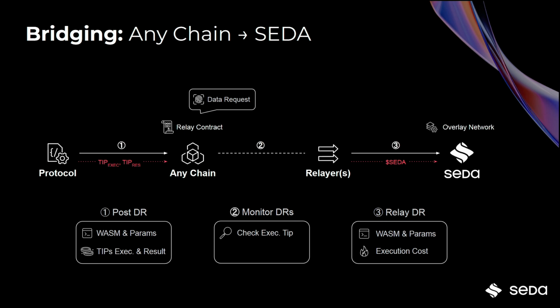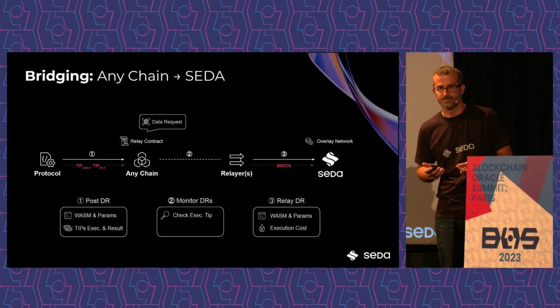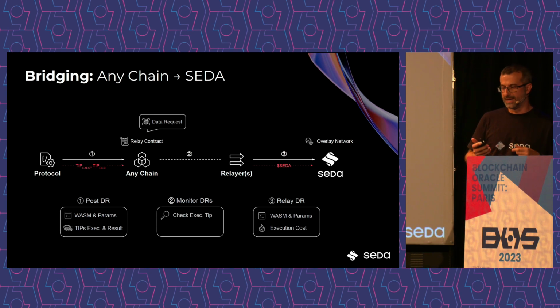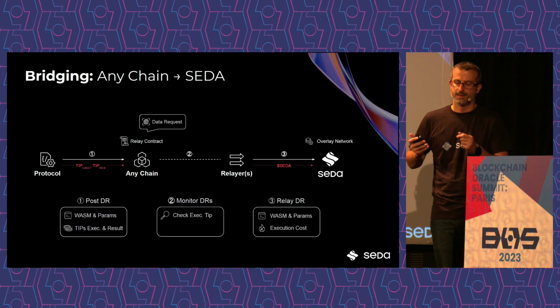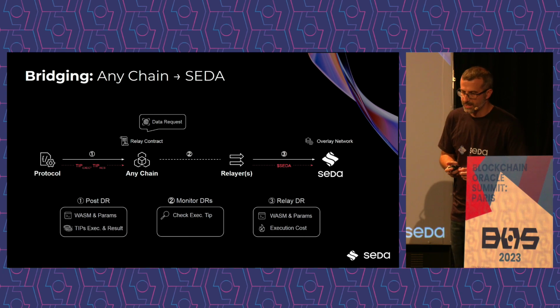Then the second step is the relayer monitoring this contract, and if the rewards are enough, it will pick that data request and forward it to the SEDA chain. The third step is this forwarding happening. It's just a wasm binary and parameters. But here the main trick, in order to achieve finality, is that they are covering the execution cost, under the promise that later, when the result comes back, the relayer will be paid.